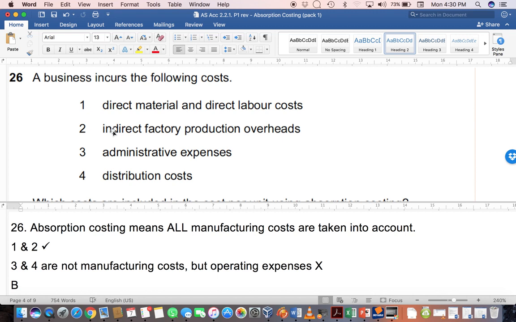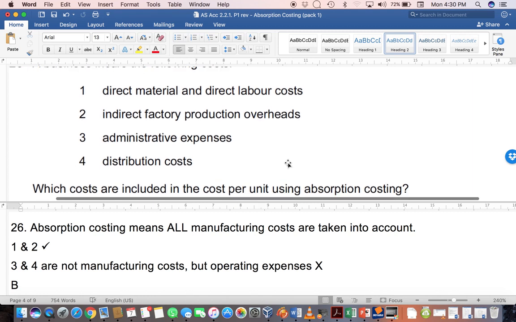Number 2 is your overheads that would still be taken into account in your manufacturing costs, but it is an indirect cost here. Number 3 and 4 are both going to be costs of operating or running the business and would therefore be shown on the statement of income and not the manufacturing account. Let's see now what is asked. Which costs are included in the cost per unit using absorption costing? Where we are looking at a cost per unit, it means that we are focusing on the manufacturing costs. So 3 and 4 automatically need to be excluded.